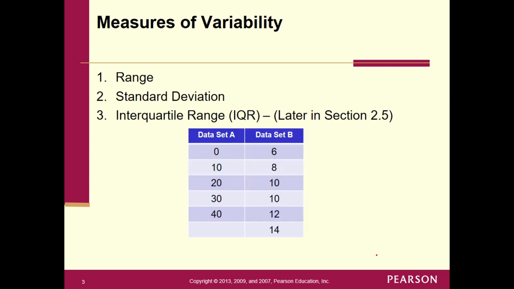So we have two data sets, data set A and data set B. Just looking at this, hopefully your intuition tells you that data set A is more spread out than data set B. It doesn't matter if this one has 5 observations and this one has 6. What matters is how spread out the data is with regards to measures of variability. So data set A appears to be more spread out than data set B.